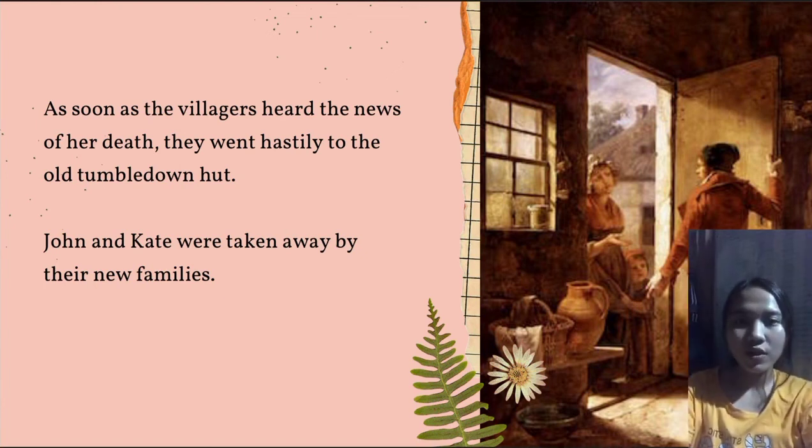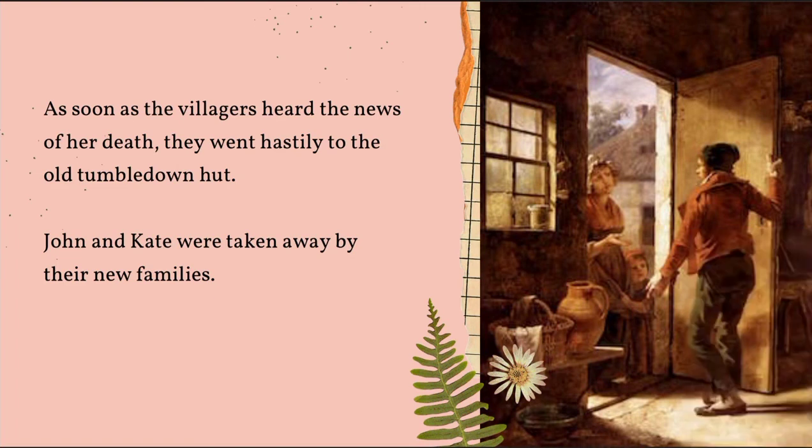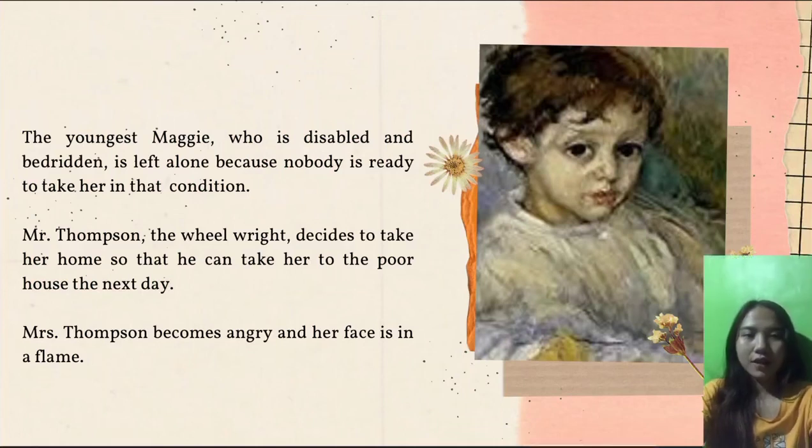John, who's the oldest, was taken in by a farmer, and Kate is taken away by Mrs. Elise. The youngest, Maggie, who is disabled and bedridden, is left alone because nobody is ready to take her in that condition. Because Maggie was hopelessly diseased.